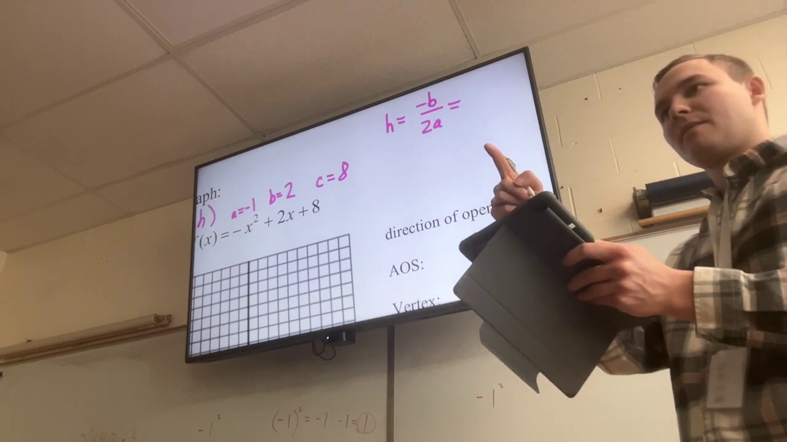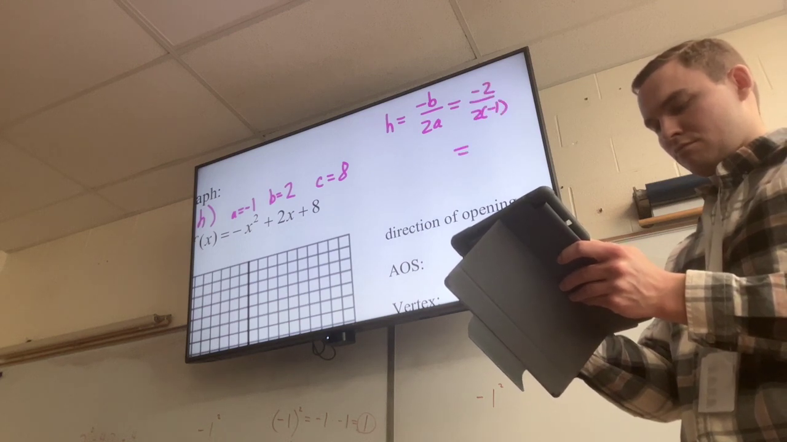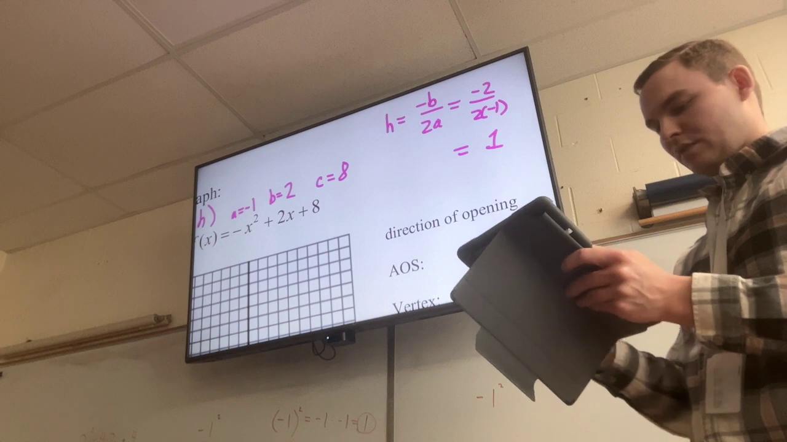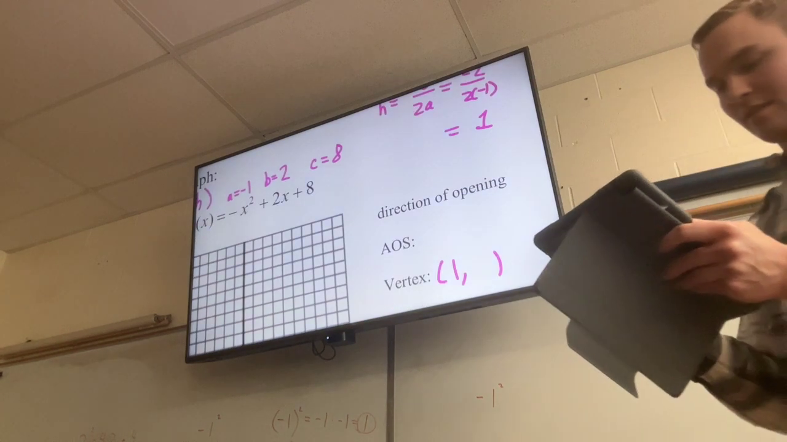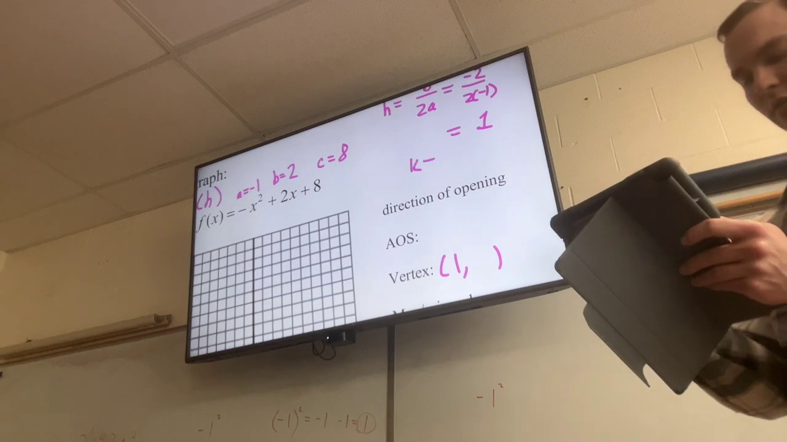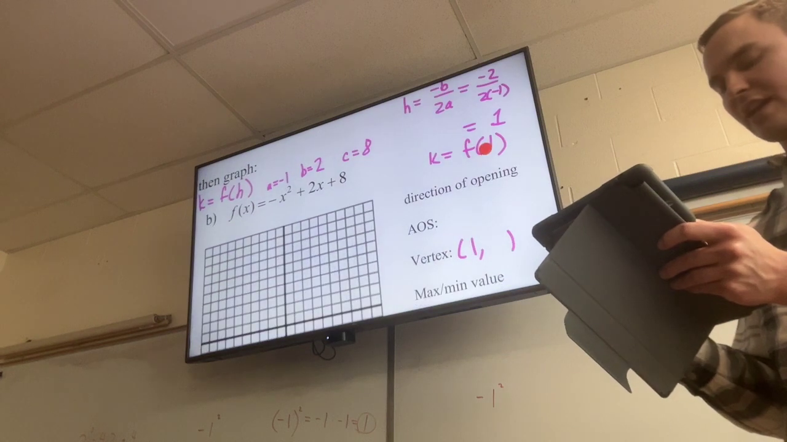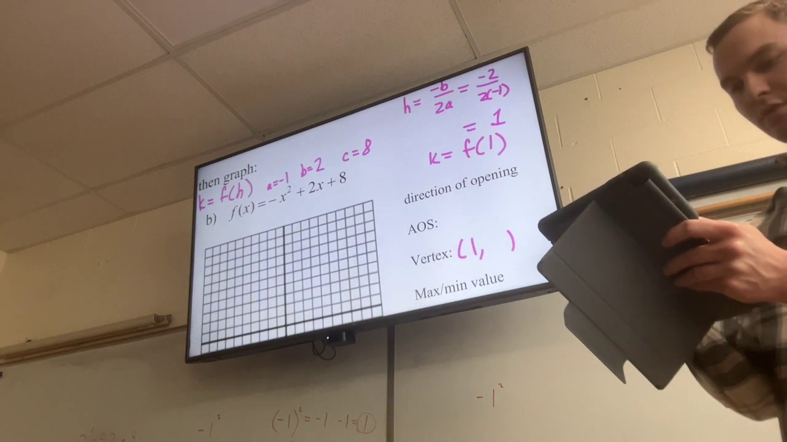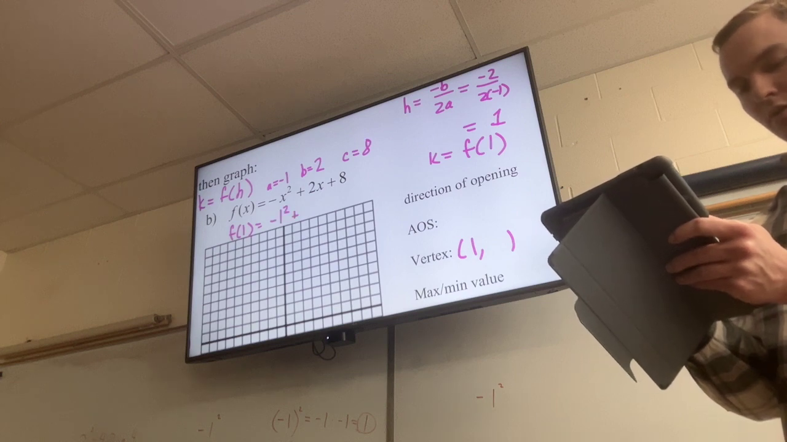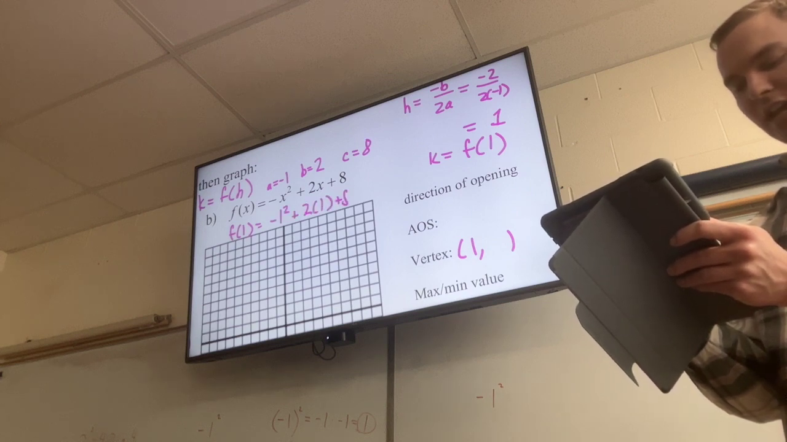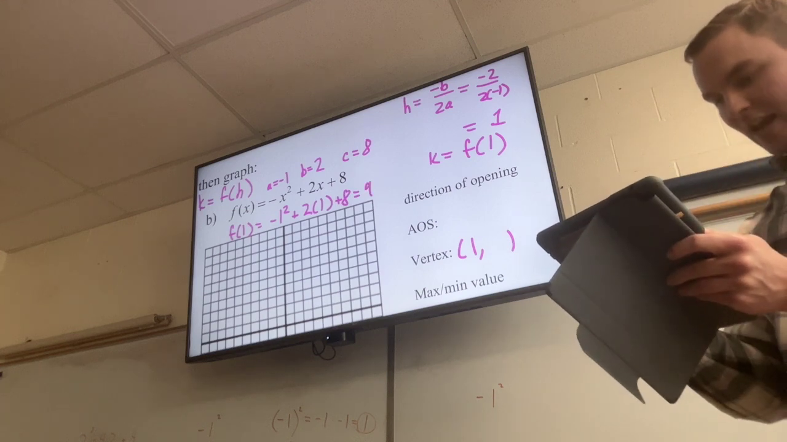H equals negative b over 2a, so my vertex is going to be 1, comma. How do I get that K? K is going to be f of 1, which means I plug in 1 to this equation. So f of 1 is going to be -1 times 1 squared plus 2 times 1 plus 8, which is 9. So K is equal to 9.